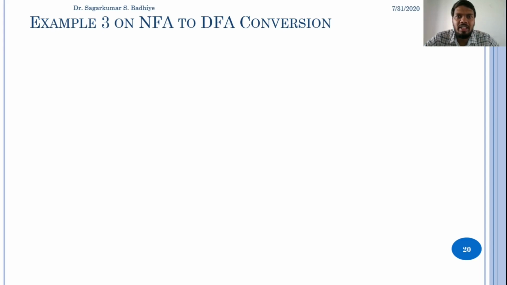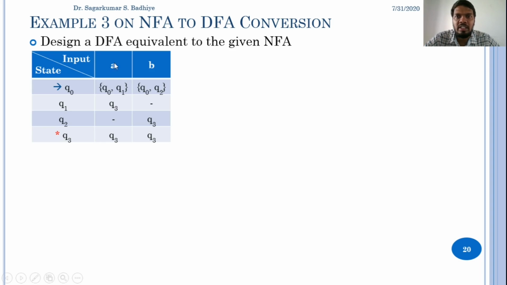Good morning and welcome back to the next video on theory of computation. In this video, we are going to look at the third example on NFA to DFA conversion. In this, we have to design a DFA equivalent to the given NFA. The NFA is represented by the transition table shown below.